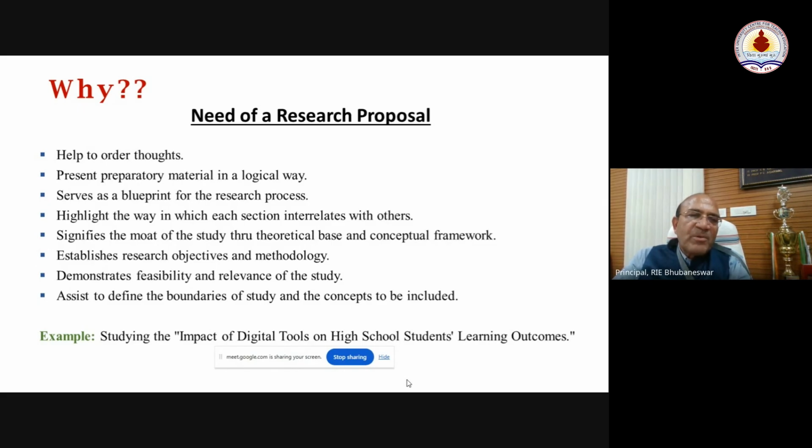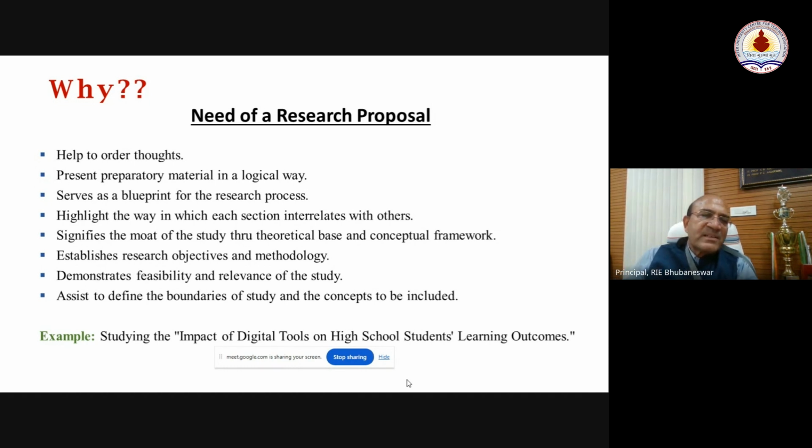Then a blueprint type of thing we should develop for the research process. So a research proposal serves this purpose, and then it highlights the way in which each section interrelates with others. That lucidly, what is the flow chart of action? Then it signifies the motive of the study through theoretical base and conceptual framework.